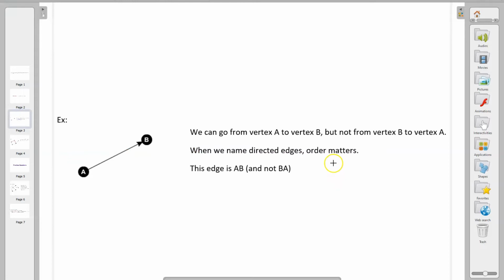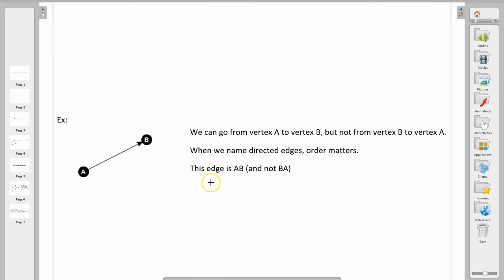Let's look at an example. We can go from vertex A to vertex B because we're following the direction that the arrow points. So we could connect A to B, if A was our starting point, and we could end up at B. However, if we're at B, we can't go directly to A because we're going back against the arrow, so that's not allowed.